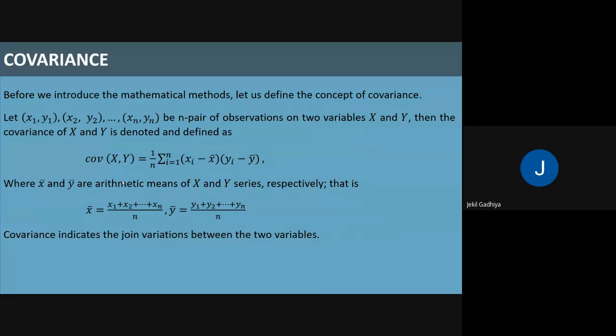So covariance is 1 over n summation from i equal to 1 to n of (xi minus x bar) times (yi minus y bar), where x bar is (x1 plus x2 plus up to xn) over n, and y bar is equal to (y1 plus y2 plus up to yn) over n.